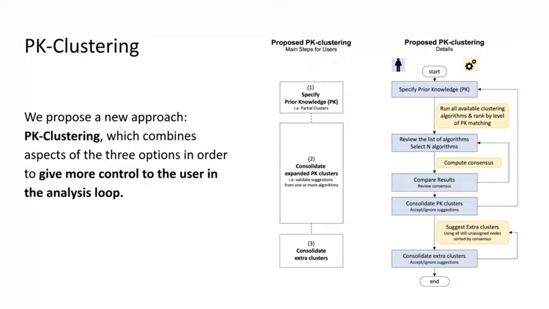First, the user will enter some prior knowledge that he has on his data, which are partial clusters. The second main step will be the consolidation and the explanation of the prior knowledge clusters, so the groups that the user gave. And then the final step will be to consolidate extra clusters, so to explore potential new groups that the user was not particularly aware of or did not have prior knowledge on.